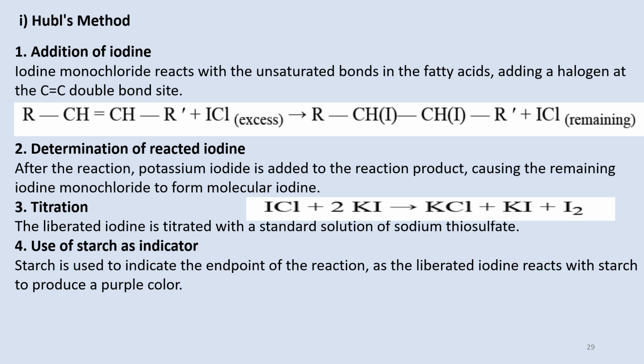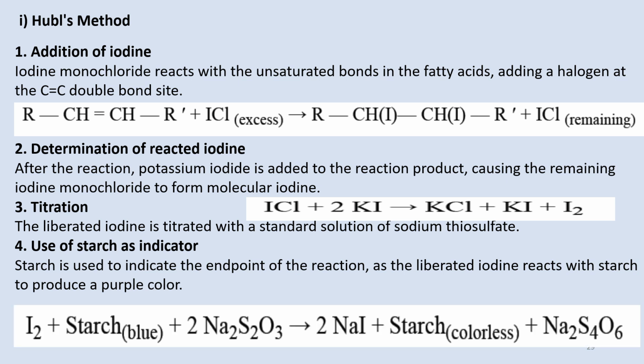Now, using the starch as an indicator, the starch is used to indicate the end point of the reaction. As the liberated iodine reacts with the starch to produce a purple color, sometimes the color may be slightly different. Iodine plus starch plus sodium thiosulfate gives sodium iodide, and starch colorless can be identified as an endpoint in sodium thiosulfate.